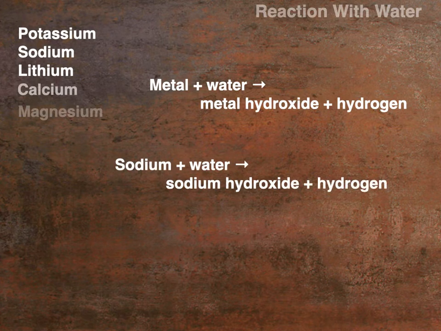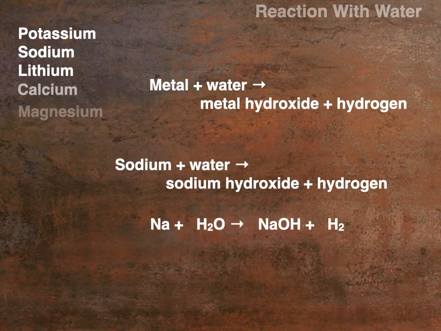So, for example, when sodium reacts with water, you get sodium hydroxide and hydrogen. And there's the formulas there. But this equation is not balanced. Look, you've got two hydrogens here, you've got one there, that's three hydrogens on the right, and only two there on the left. So we're going to have to balance that up.